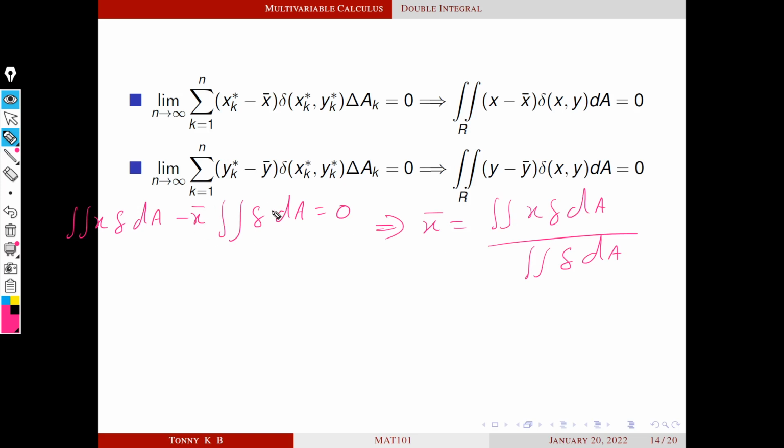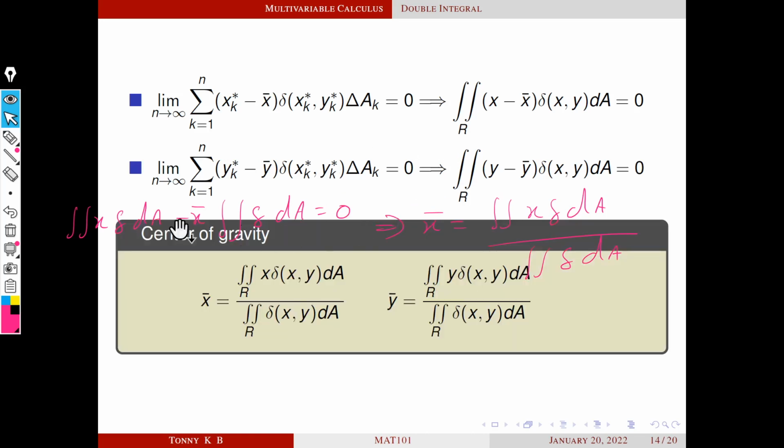First you take this term to the right side, then you can divide with this. So x bar equals like this. And similarly, you can solve for y bar from the second expression. Okay, so this is our x bar. x bar equals the double integral over R of x into delta dA divided by the double integral over R of delta dA, and y bar equals the double integral over R of y into delta dA divided by the double integral over R of delta dA.